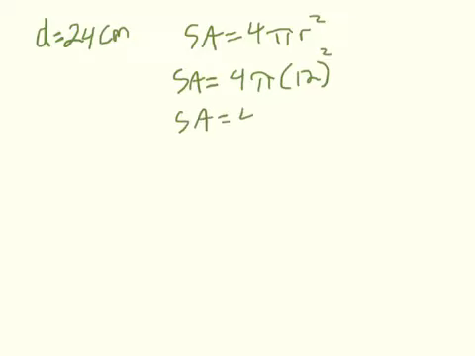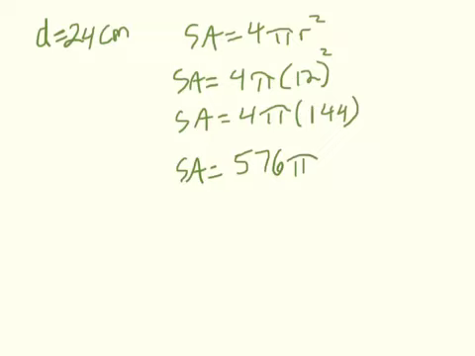Multiply that out, and it's 4 pi times 144. If you plug that into your calculator, you would see that 4 times 144 is equal to 576, and the pi is still there, so it's 576 pi centimeters squared.